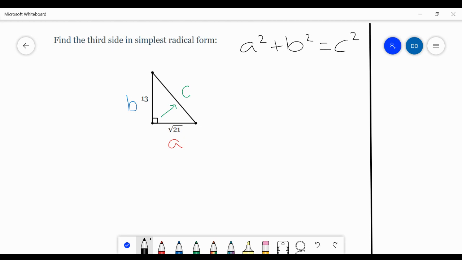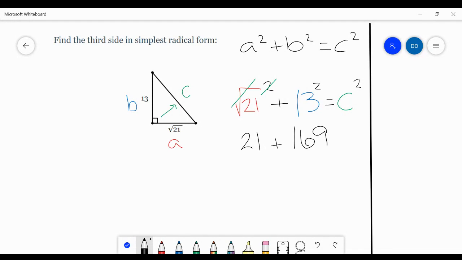We're going to take these values and we're going to plug them into our formula. So instead of writing A, I'm going to write the square root of 21 squared plus B, which in this case is 13, so 13 squared equals, we don't know what C is, so we're going to leave that as C squared. Now remember, squaring a square root cancels that out. So in this case, these are both going to cancel out. So here we're just left with 21 plus 13 squared is 169 equals C squared. Just bring that down.